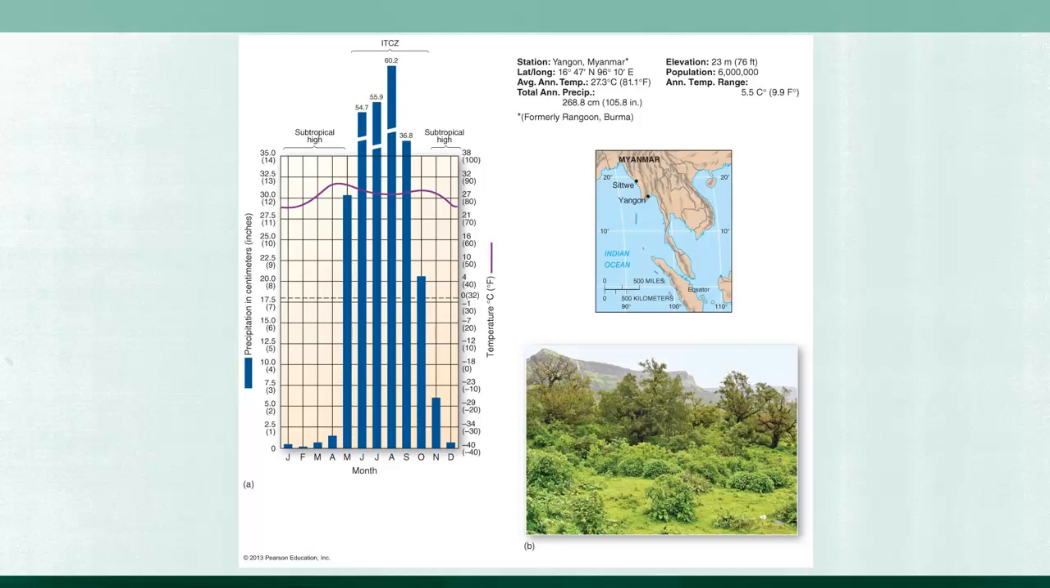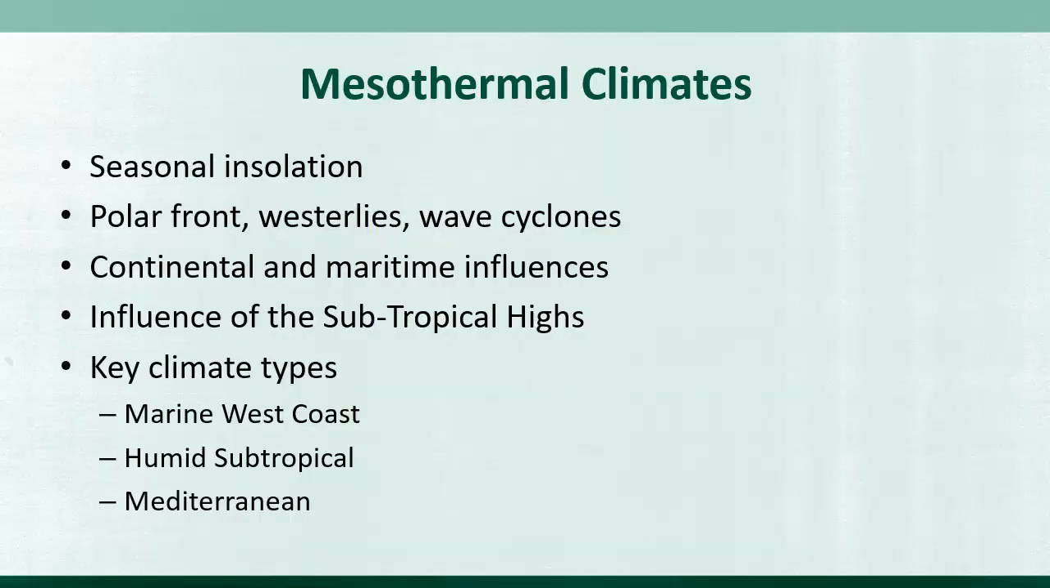We're going to skip over the dry climates now, which latitudinally come next, and talk instead about the mid-latitude climates. And these are called the mesothermal climates. They're places that get more seasonal insolation, and so they have a real summer and a real winter, though not as profound as we get in northern climates. These areas are very strongly impacted by the polar front and by the westerlies. They get lots of wave cyclones that impact them. Some mesothermal climates are very continental, some are maritime, and we'll talk about that in a bit.